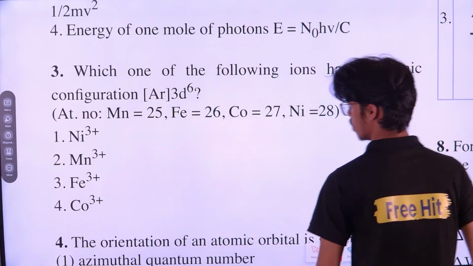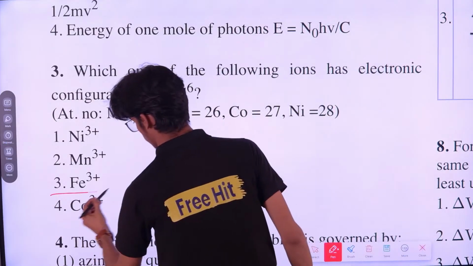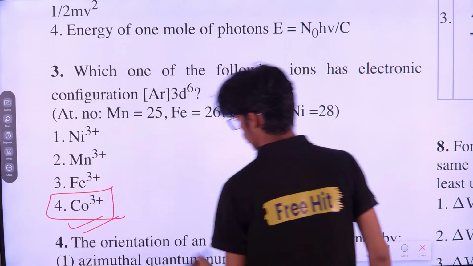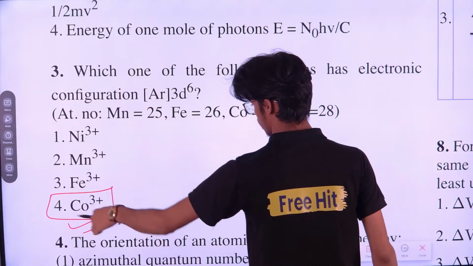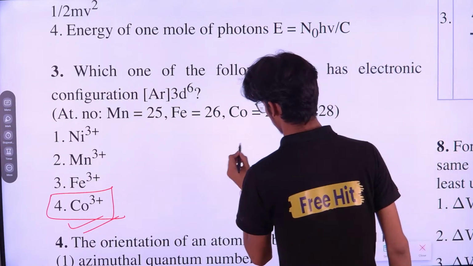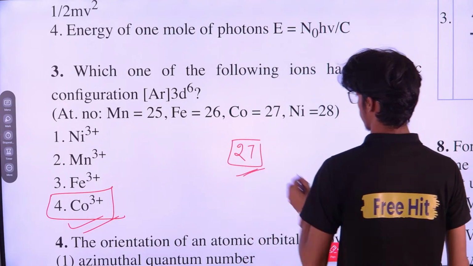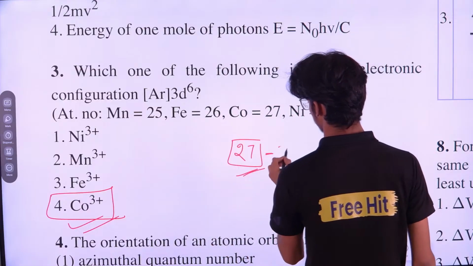Actually, cobalt is going to be the answer. Why? See, I'll tell you. Now, cobalt, what is the atomic number? It is 27, right? Okay, so it means 27 electrons. If you subtract 3 electrons, you will be left with 24.